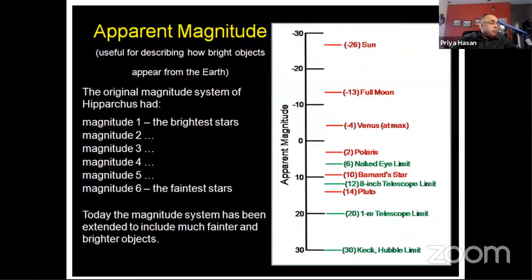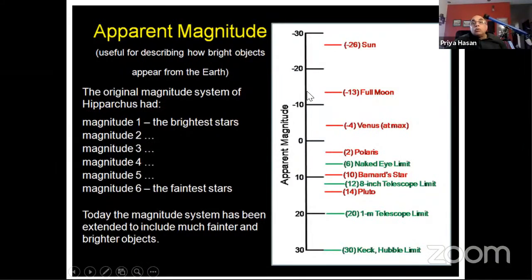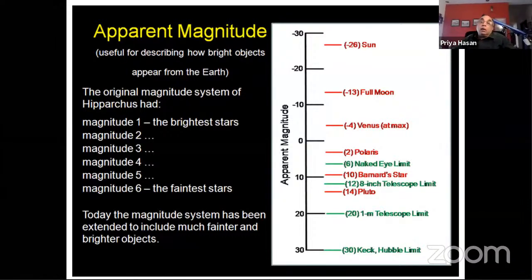Priya will be talking about telescopes, when she will tell you how the diameter of a telescope tells you the brightness limit you can see. You have a scale here, starting at zero magnitude. Polaris is second magnitude, the naked eye limit is the sixth magnitude, Venus is minus four, and the full moon is minus 13. A big negative number shows a brighter and brighter object, and minus 26 is the Sun's magnitude. With a 1 meter telescope, you can see up to 20th magnitude, and Keck and Hubble limits go up to 28 to 30 magnitudes.